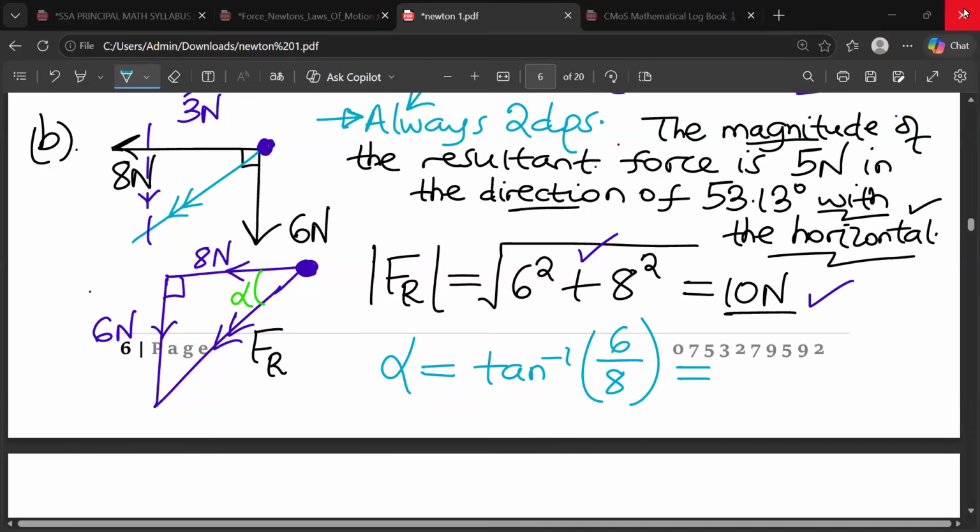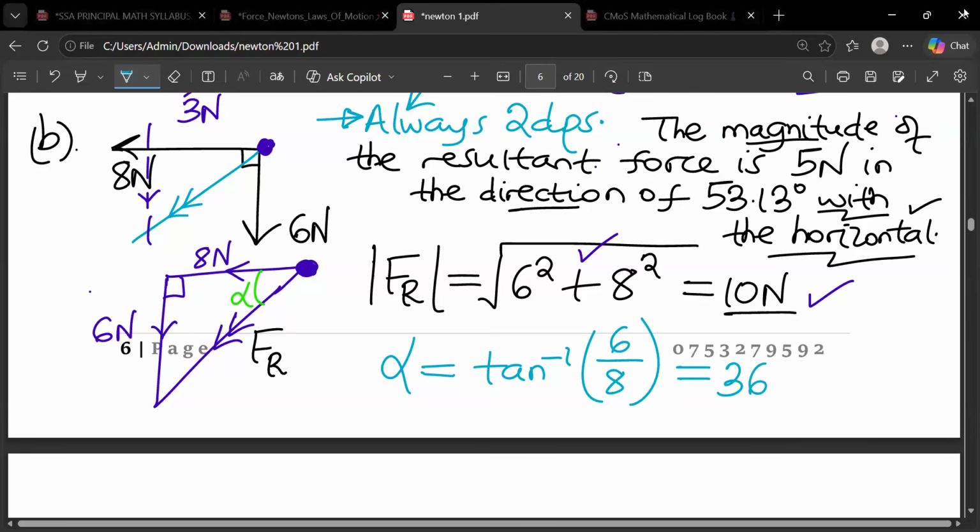Tan inverse of 6 over 8. Your calculator should be in degrees, because what we want to obtain is supposed to be in degrees. So it is 36.87. Do you see that? Then you conclude and tell us the magnitude of the resultant force is that, and it is in the direction of 36.87 with the horizontal. Everyone can see that the horizontal is 8, the vertical is 6. As simple as that. So that is it, people.